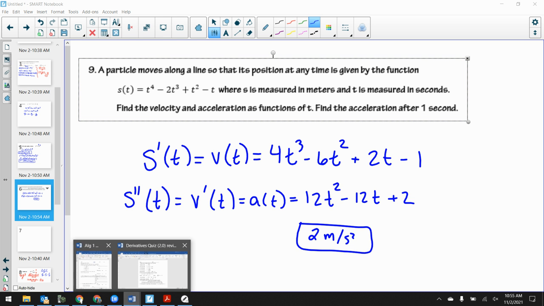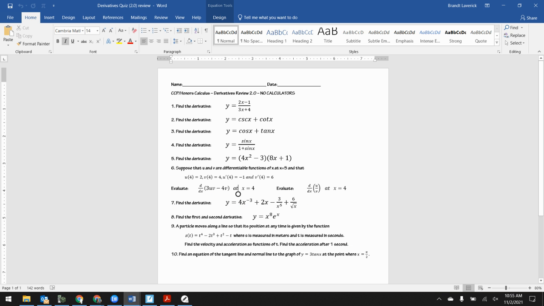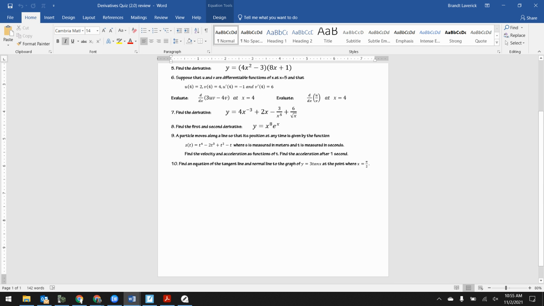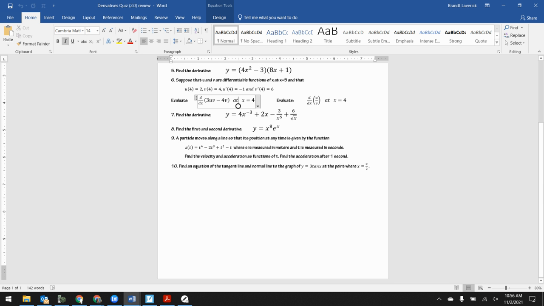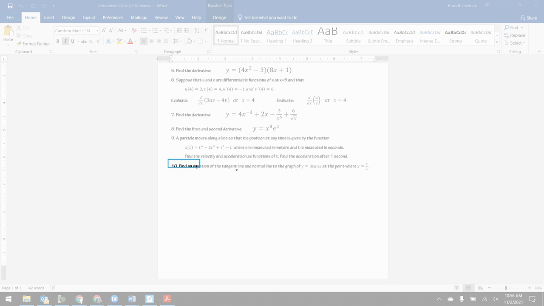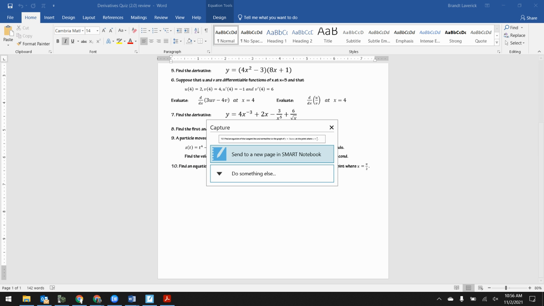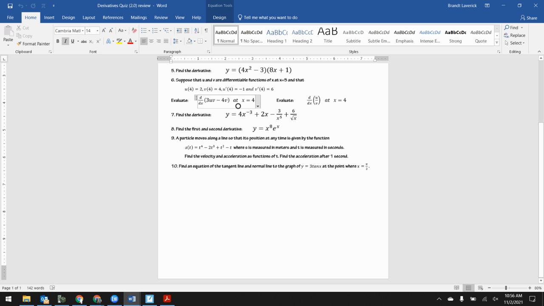The last problem here talks about finding an equation of the tangent line and normal line. I should do this one, because that looks funky because it's got a trig function in it.